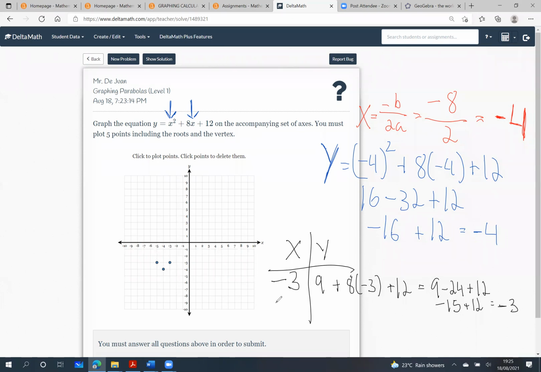Whatever you have on the axis of symmetry replicates on both sides, everyone. It replicates on both sides, negative 5 and negative 3.